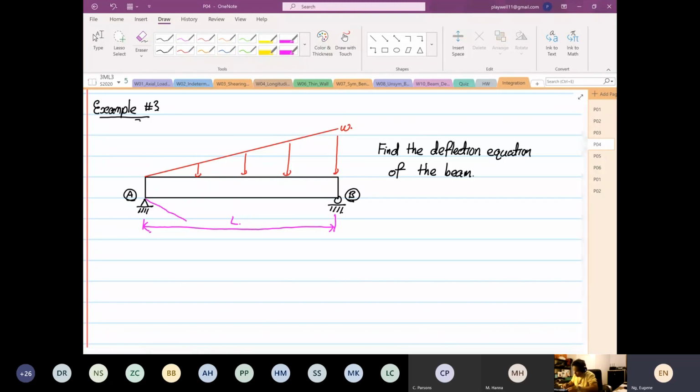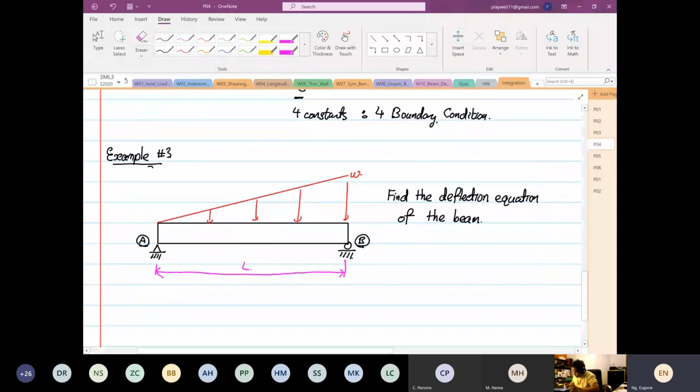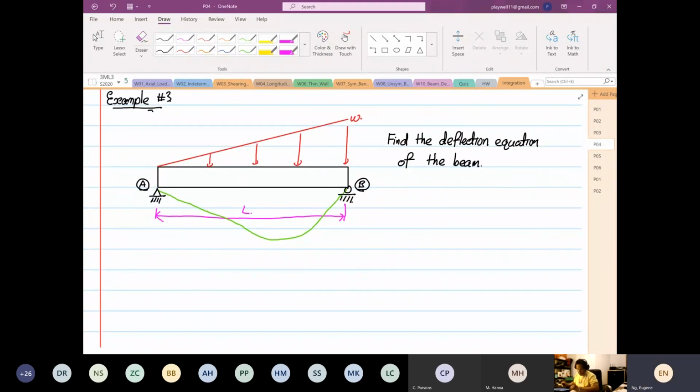I'm going to sketch this out. It's going to probably look like that. Okay, this is how the beam is going to deflect. So we're going to come up with a mathematical expression for the beam deflecting this way. So we have to write down our boundary conditions first.